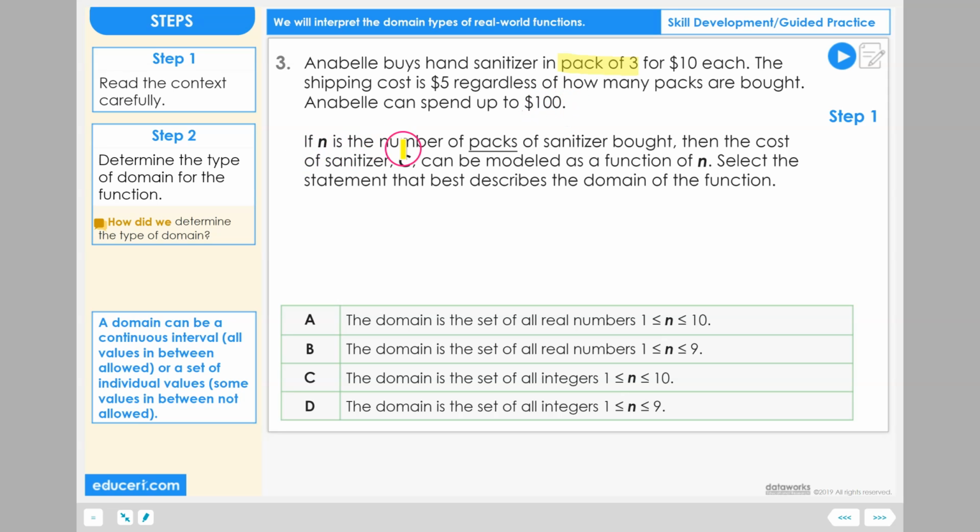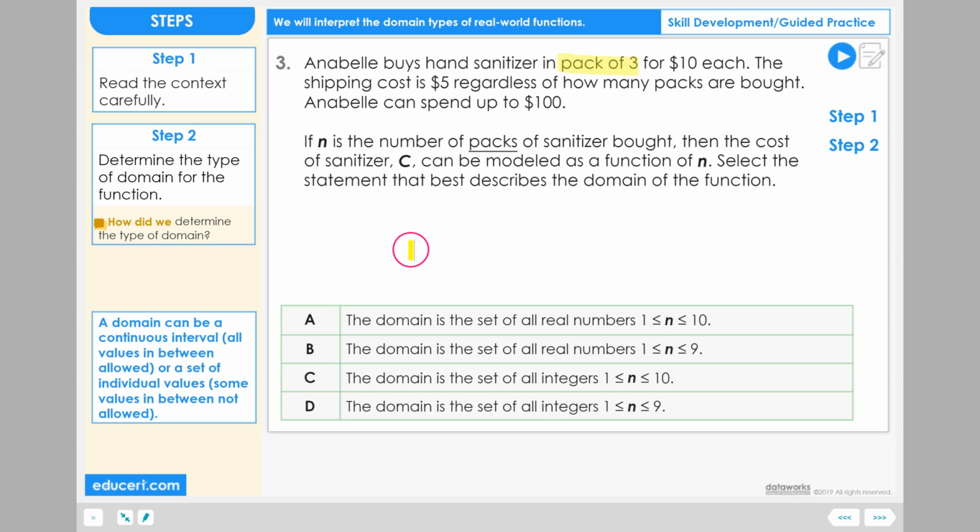If N is the number of packs of sanitizer bought, then the cost of sanitizer, capital C, can be modeled as a function of N, the number of packs. Select the statement that best describes the domain of the function. Step 2. Determine the type of domain for the function. To determine the domain, let's think about the real-world context.